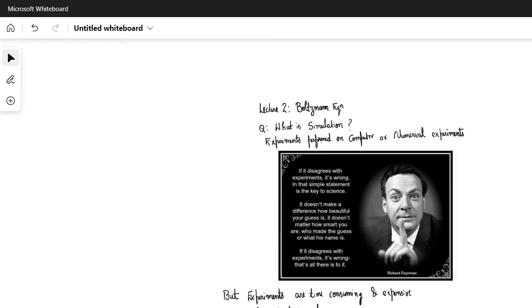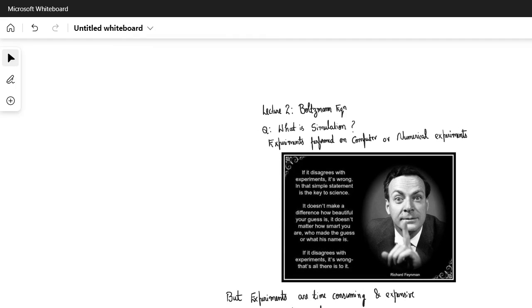Welcome to this second lecture on lattice Boltzmann method. This lecture is on the Boltzmann equation, like how to derive it. Before doing that, we'll ask ourselves what is the simulation which we are eventually going to do after discretizing the Boltzmann equation. The experiments performed on a computer, or numerical experiments, are called simulation.